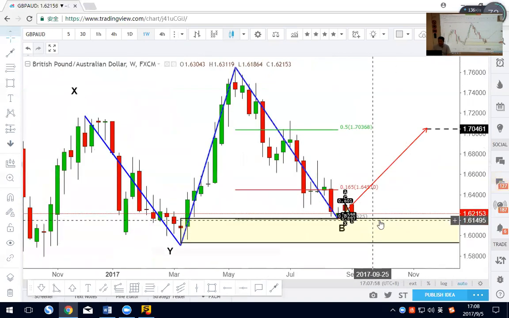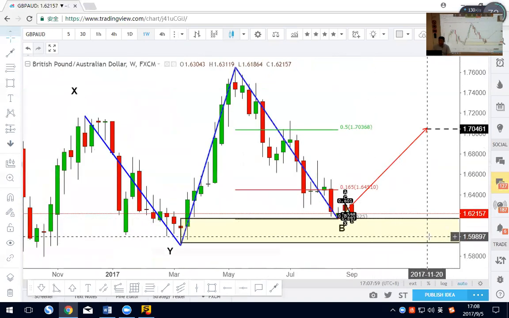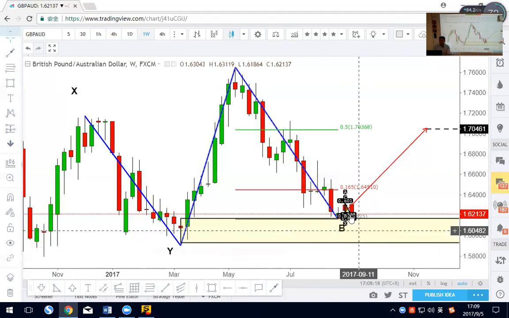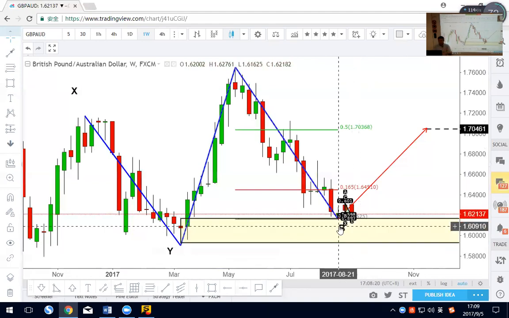I think your stop loss should be below 1.60. That would be better. And don't trade too much lot size because this is a cross pair. Cross pairs move very quickly. 200 pips per week or 300 pips per week is very common. So I think your stop loss should be a little bit wider, and since your stop loss level is wider, you don't want to trade too heavy.